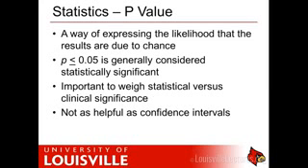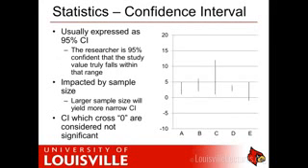And then some people find that it's not as helpful as confidence intervals. So confidence intervals are usually expressed as a 95% confidence interval. And so that's basically saying that the person that's doing the study is 95% confident that the value that they got is included in a specific range of values.